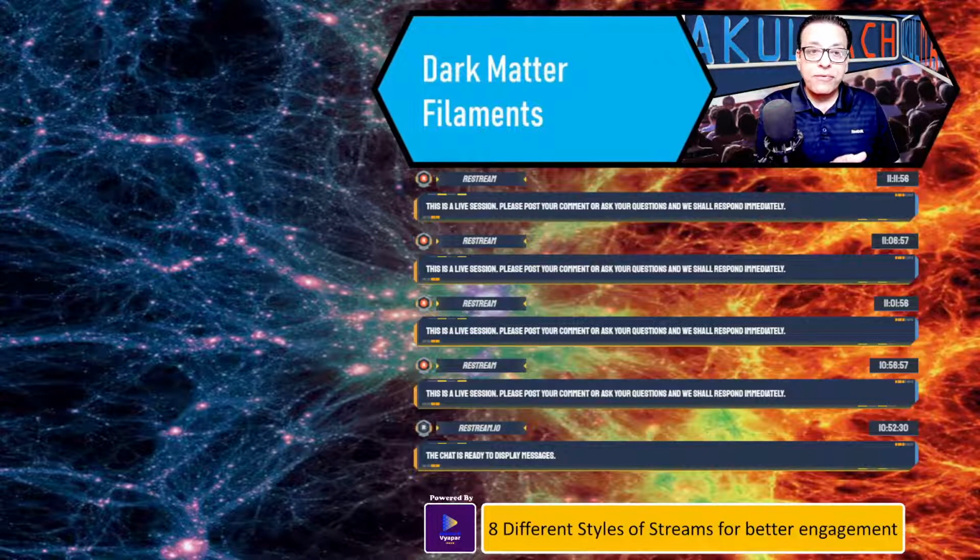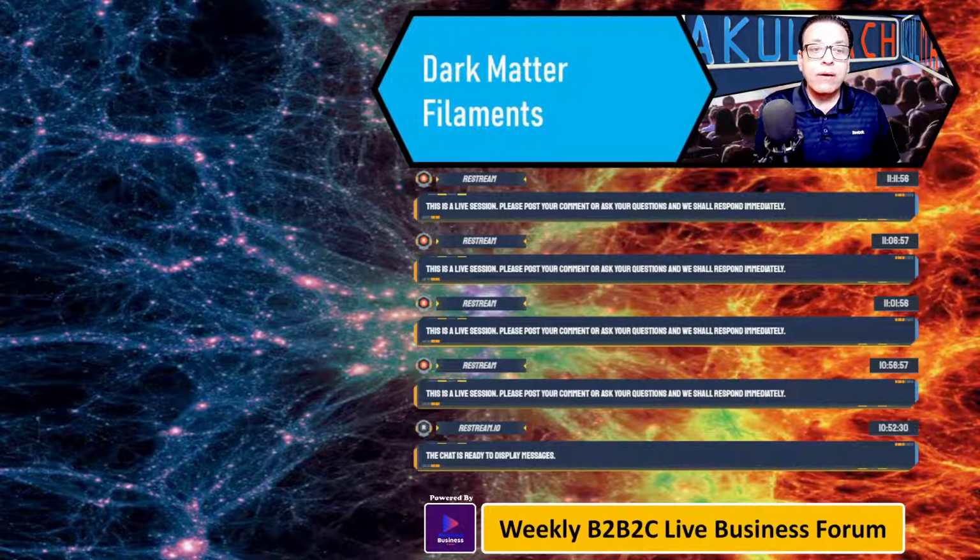So the dark matter filament would have created a scenario where wherever there is excess dark matter, the galaxies would have formed, and planets and stars would have formed.